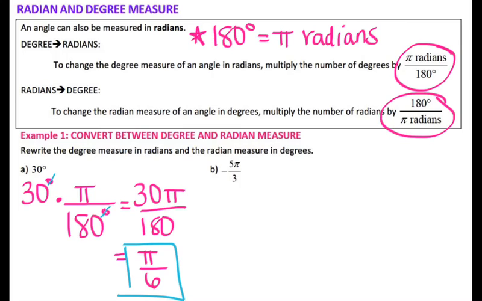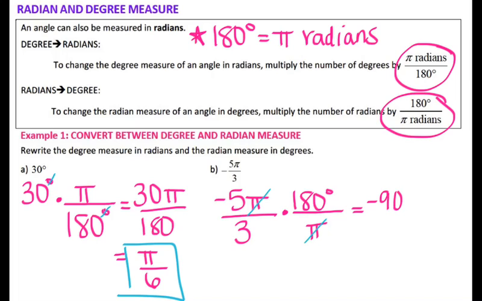For letter B, I'm starting with radians, which means I want to change it to degrees. So since I'm starting with radians, I want to be able to cancel out the radians, so my pi has to be on the bottom, which means 180 degrees is on the top. So your pi's are going to cancel. I can go ahead and multiply straight across. So negative 5 times 180 is negative 900 degrees over 3. And then I can divide negative 900 by 3, so that gives me negative 300 degrees.